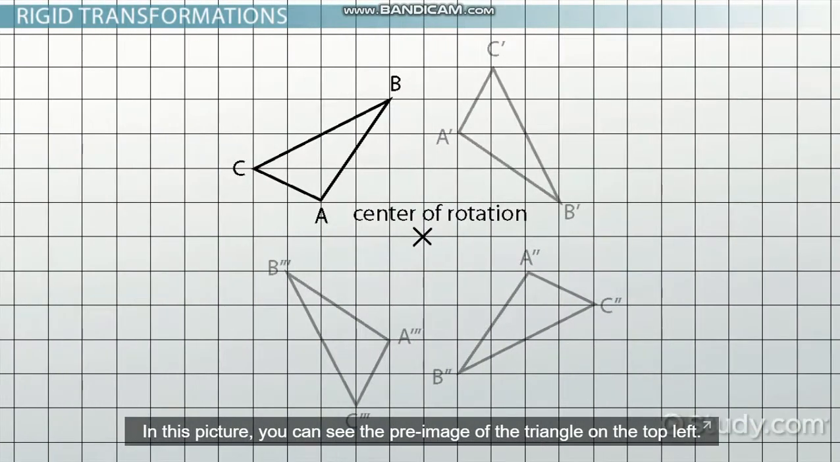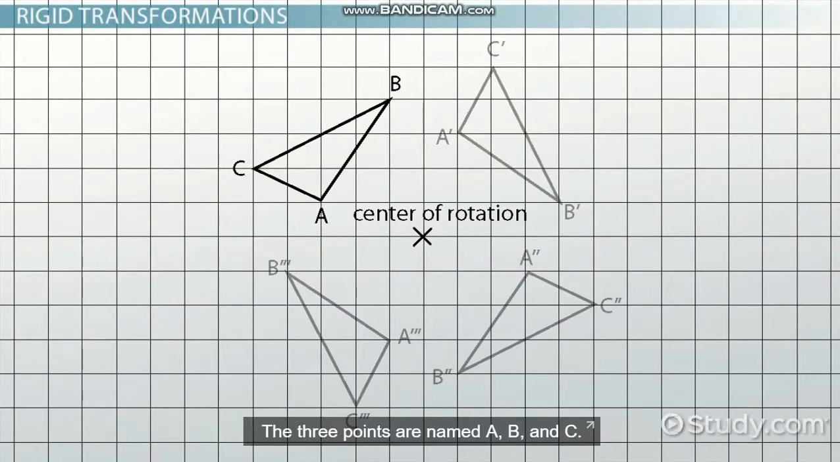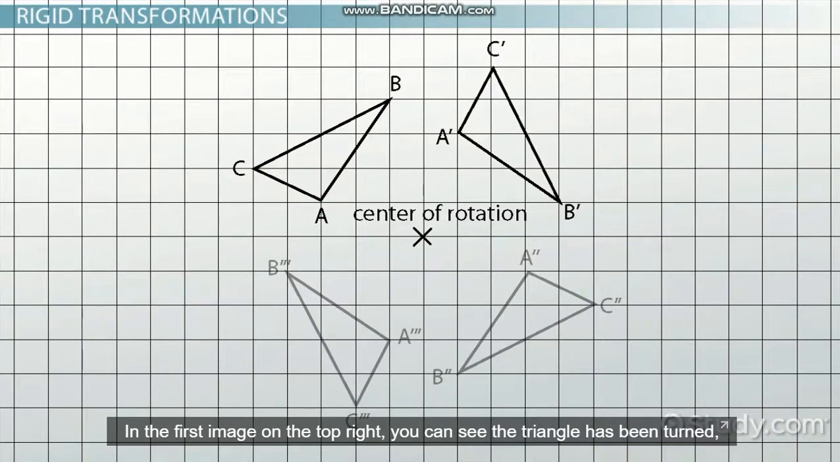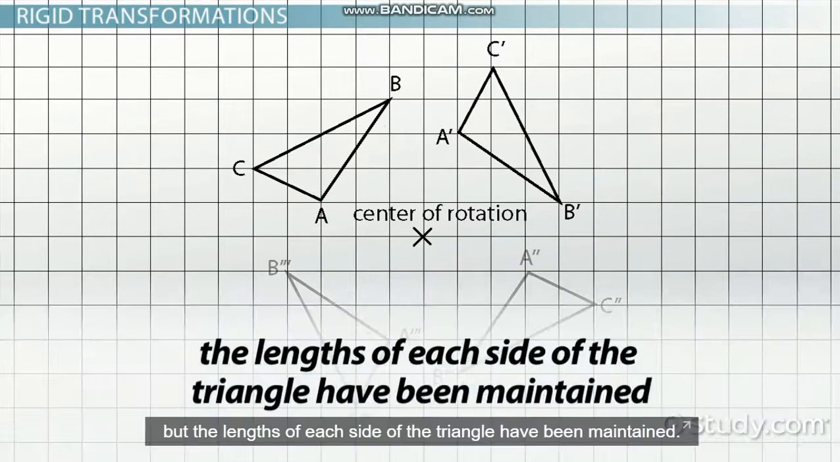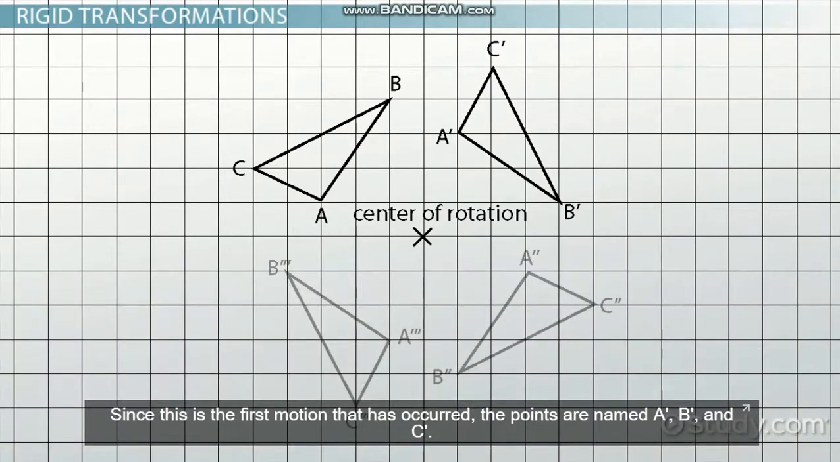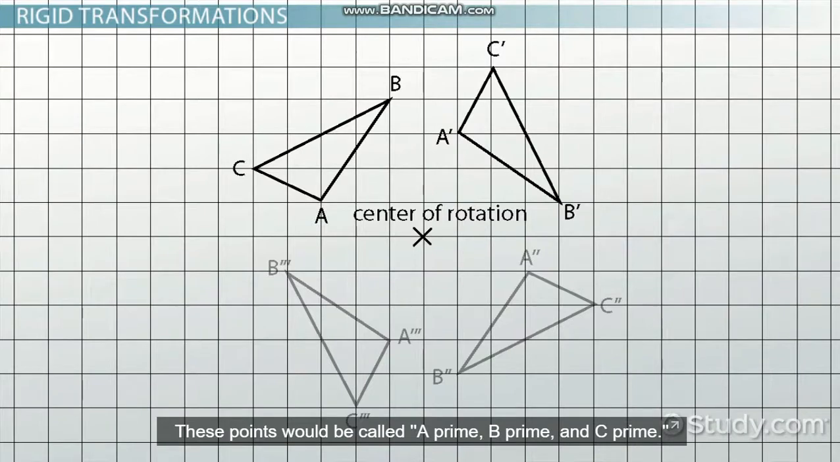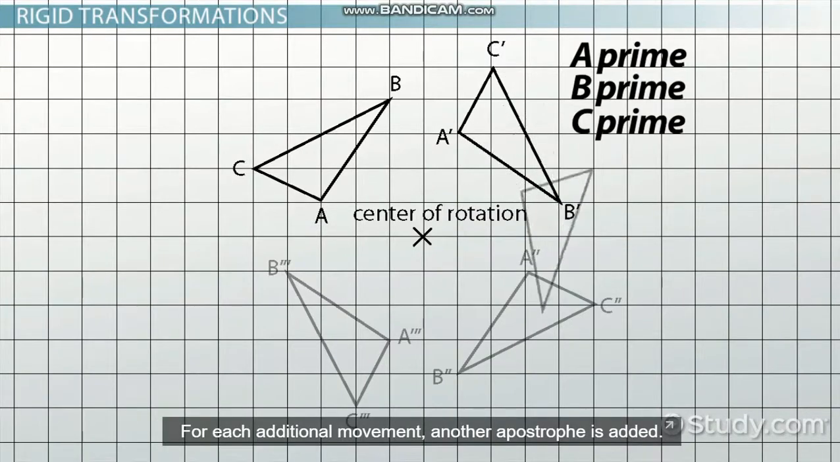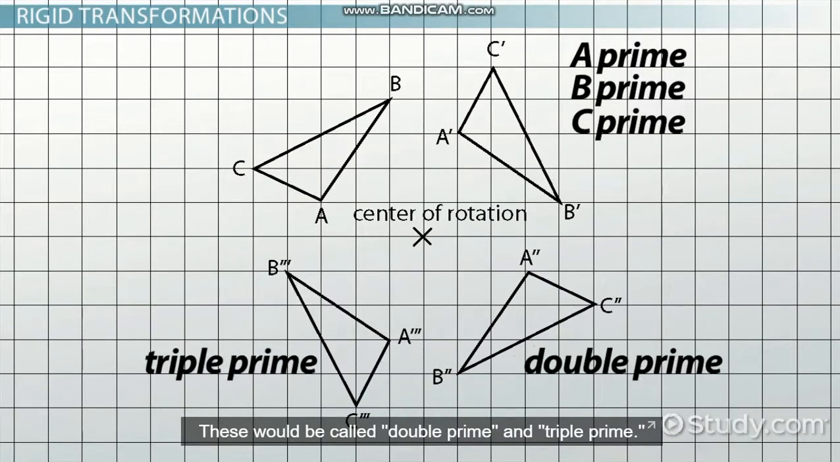movement. In this picture, you can see the pre-image of the triangle on the top left. The 3 points are named A, B, and C. In the first image on the top right, you can see the triangle has been turned, but the lengths of each side of the triangle have been maintained. Since this is the first motion that has occurred, the points are named A apostrophe, B apostrophe, and C apostrophe. These points would be called A prime, B prime, and C prime. For each additional movement, another apostrophe is added. These would be called double prime and triple prime.